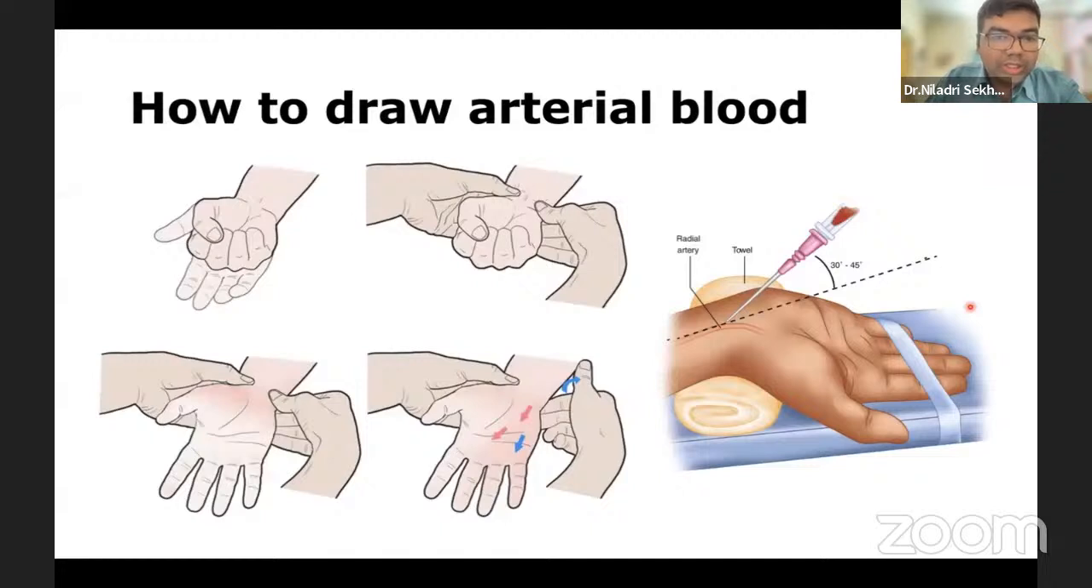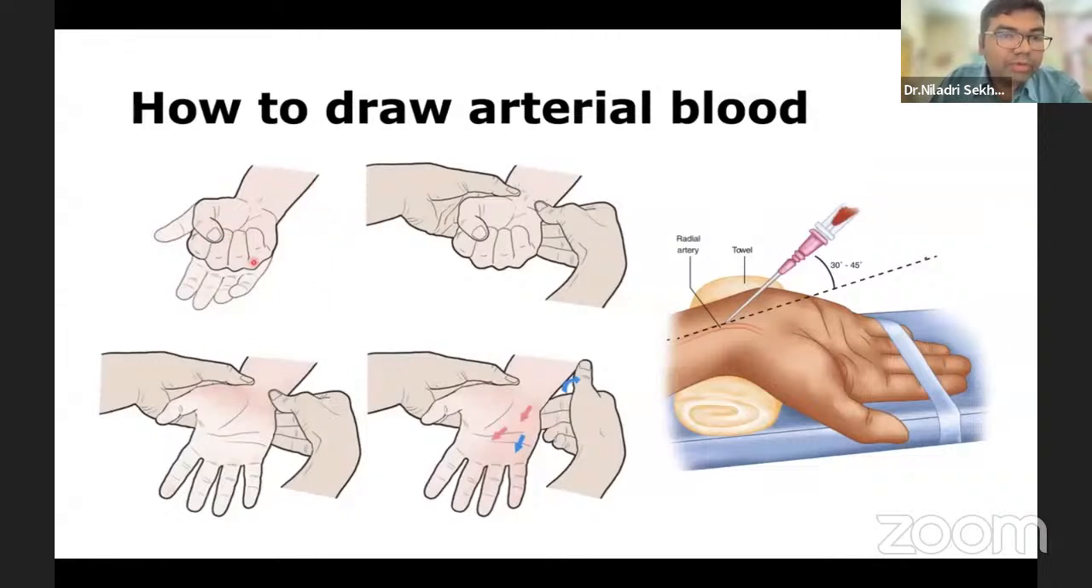This is just a cartoon to show how you will draw a blood gas. First and most important thing I want to tell about is the Allen test. What is the Allen test? Before taking a blood sample, you have to ensure the collateral circulation is patent. So how will you do that? This is shown in an adult or adolescent maybe.